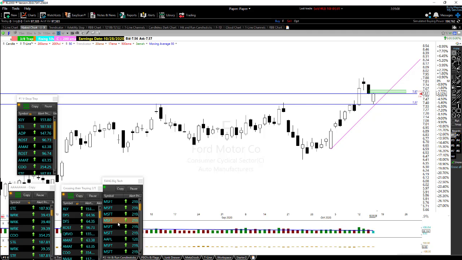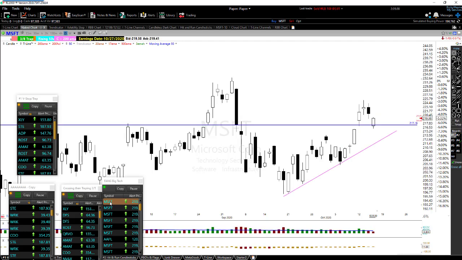The scanner, it makes life easy. One, I don't have to be filtering through charts all day long. I don't have to be looking at hundreds of charts. I can sit here and be talking to you, and I can place a trade and just never miss a beat, because I don't have to stop and look at charts. They just pop up like this.